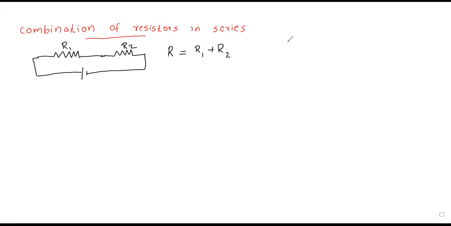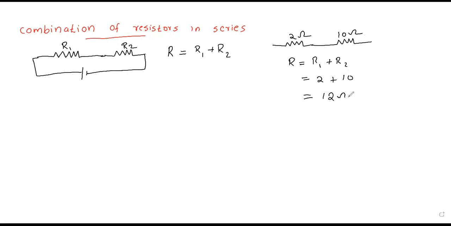Clear? For example, if R1 equal to 2 ohm and R2 is supposed 10 ohm, then what is the equivalent resistance? R is equal to R1 plus R2. What is the value of R1? It is 2. And what is the value of R2? It is 10. So 2 plus 10 is equal to 12 ohm. So this is the equivalent resistance.